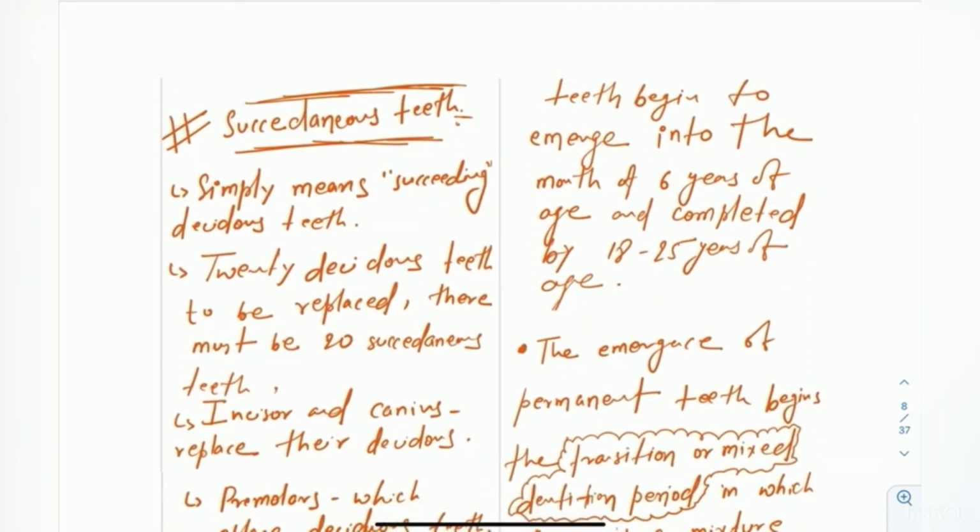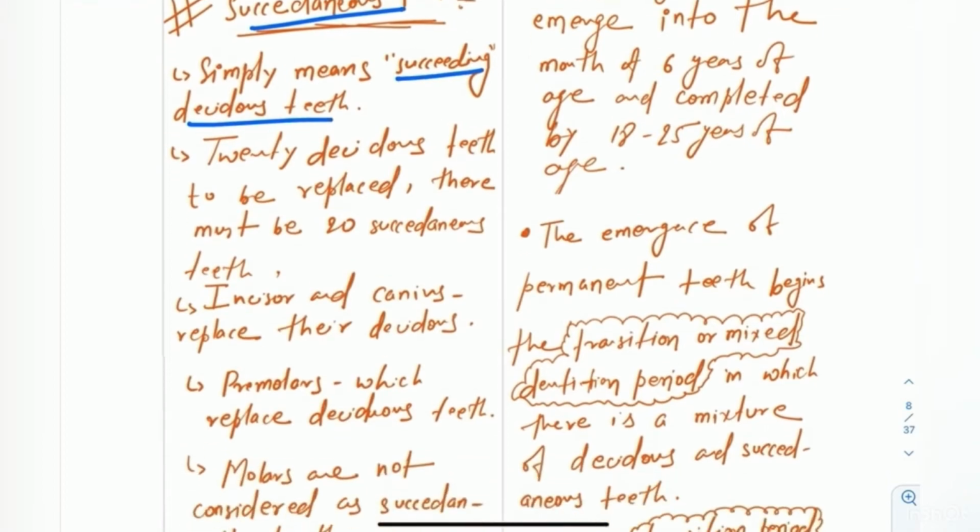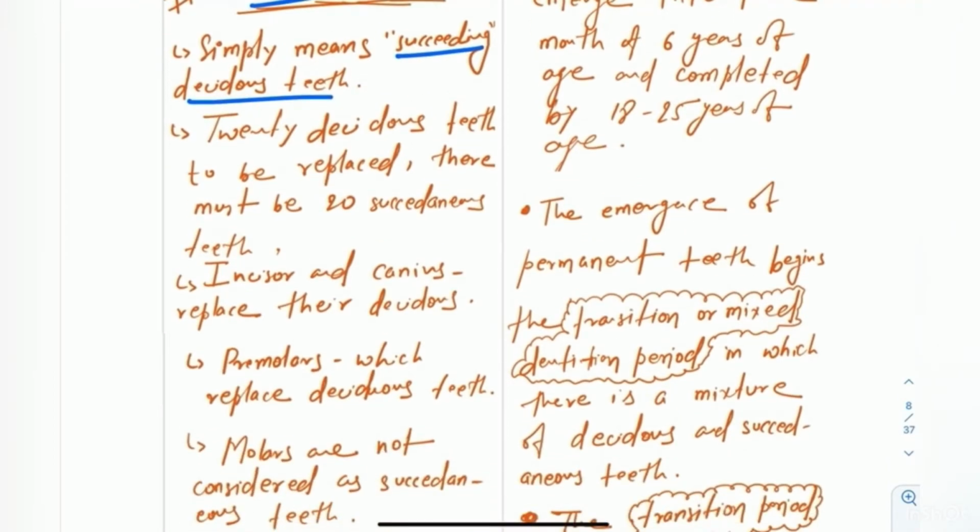Next is the succedaneous teeth. What are succedaneous teeth? Succedaneous simply means succeeding the deciduous teeth. There are 20 deciduous teeth to be replaced, since you know that the primary dentition has only 20 teeth. So there will be only 20 succedaneous teeth. What about the others? You can think of that.